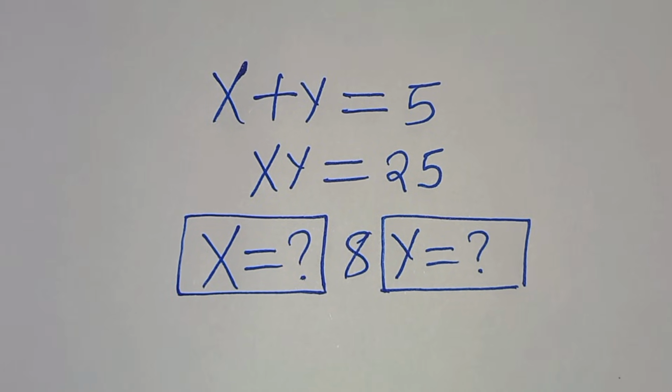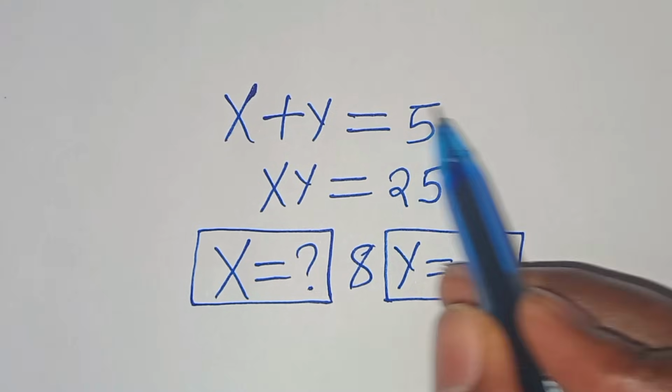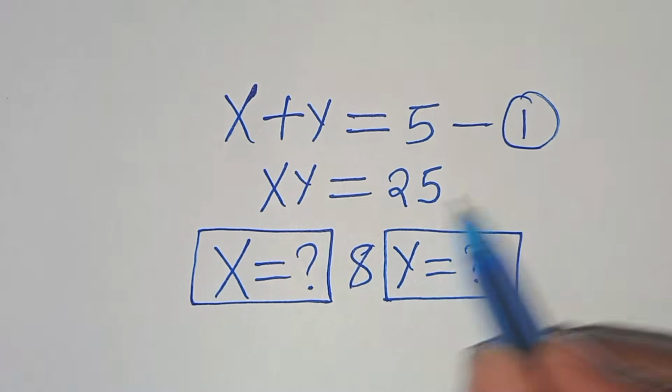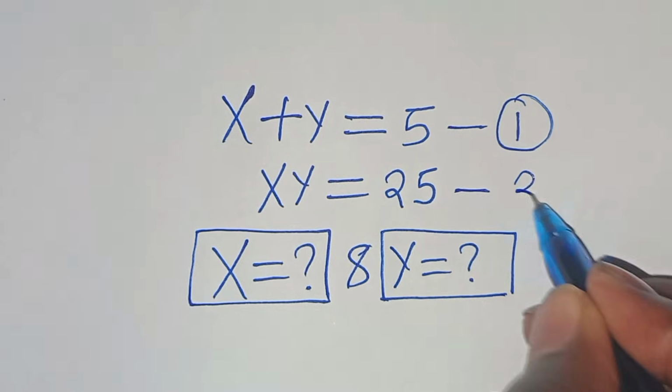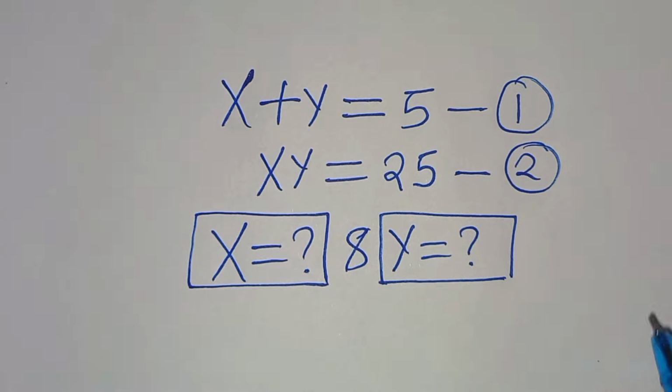However, you're welcome to solve this nice algebra problem, which is x plus y. This is equal to 5. Let's call this equation 1. And x times y is equal to 25. Let's call this equation 2. So what is the value of x and what is the value of y?